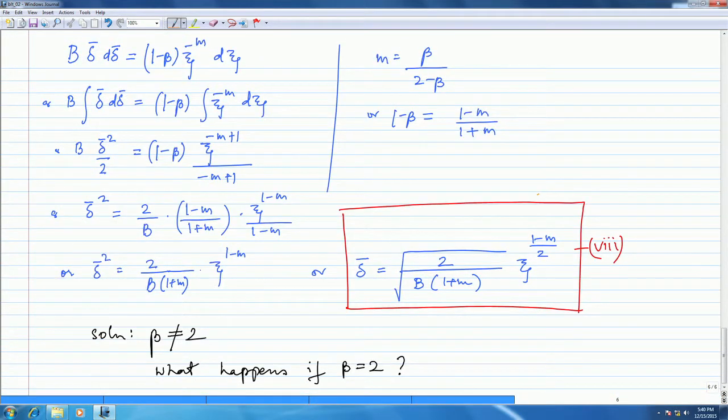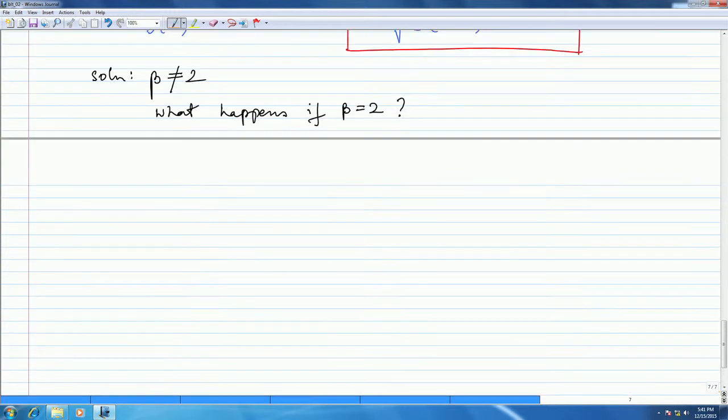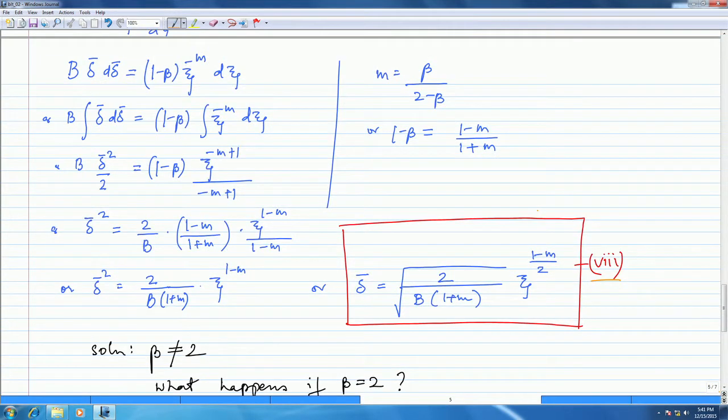Finally, we stopped where we got a description for delta bar, which is given by this expression in 8, and we said this is a solution for beta not equal to 2. And where I stopped was what happens if beta is equal to 2? If you've not had time to think about that, let's discuss that and then proceed further.